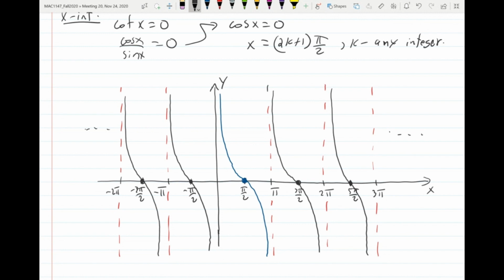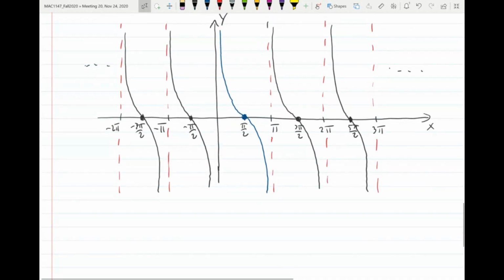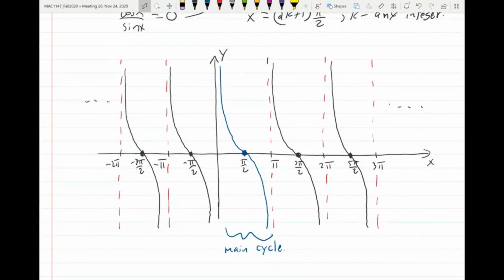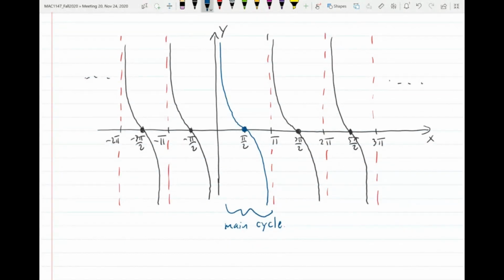So to the right and to the left. And once again, the main cycle is this one right here. So this right here is the one that we're going to use as our main cycle. Okay, questions on the graph? Questions on the graph of cotangent? So we can see that the period is pi. So the period is pi and so on. So very similar to tangent, okay?